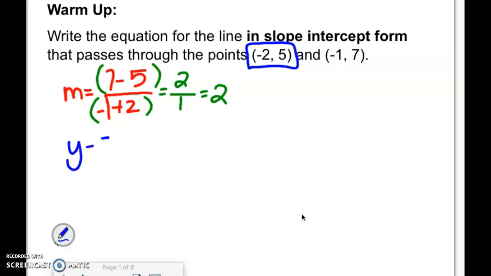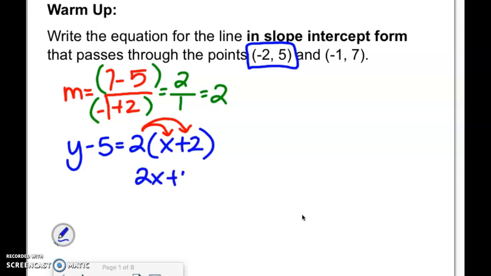So y minus y1 equals the slope times x minus x1. When you subtract a negative, it's like adding. All right. So all of this extra work is just to try to get to our answer. All right. So now we need to get it in slope-intercept form. So I'm going to distribute my slope in. And then add 5 to both sides. So you end up getting y equals 2x plus 9.